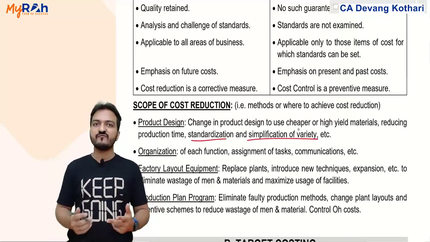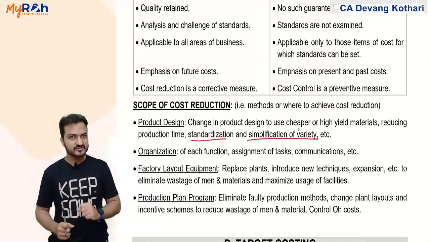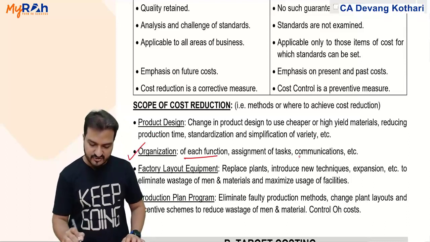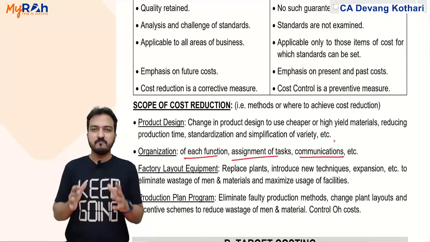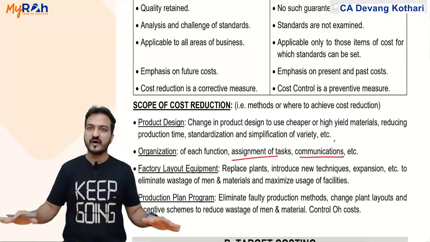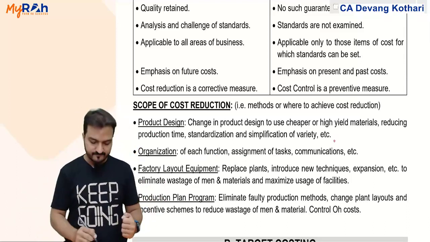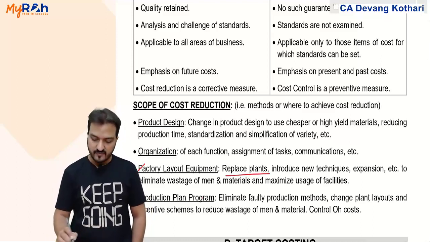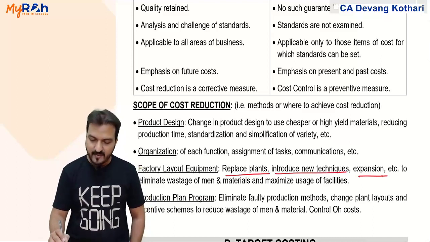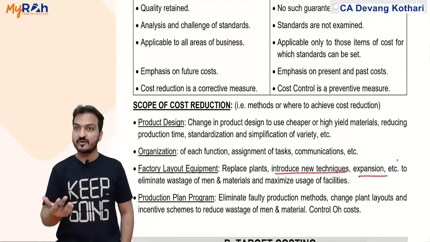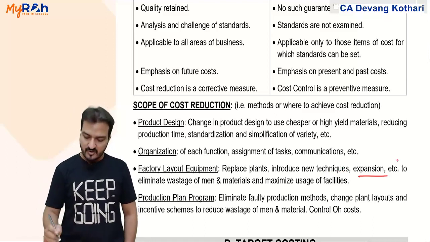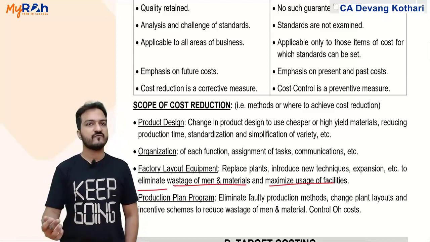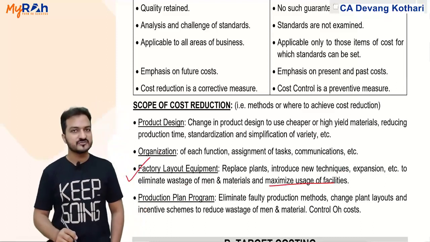Standardization and simplification of variety, all that can be done to achieve cost reduction. Or organization of each function, assignment of tasks, better communication to the employees, better assignment of tasks, that can help you achieve cost reduction. Factory layout and equipment: replace the plant machinery, introduce some new techniques, or do expansion of the plant and machineries. That might help you achieve cost reduction. It will eliminate wastage of men and material and maximize the usage of the facilities.